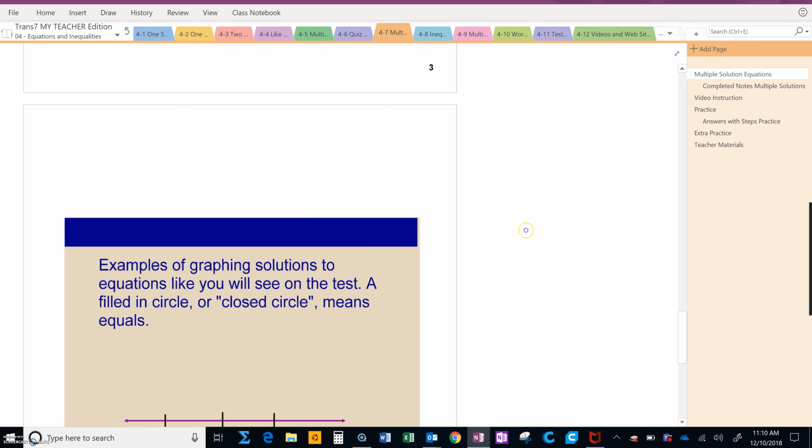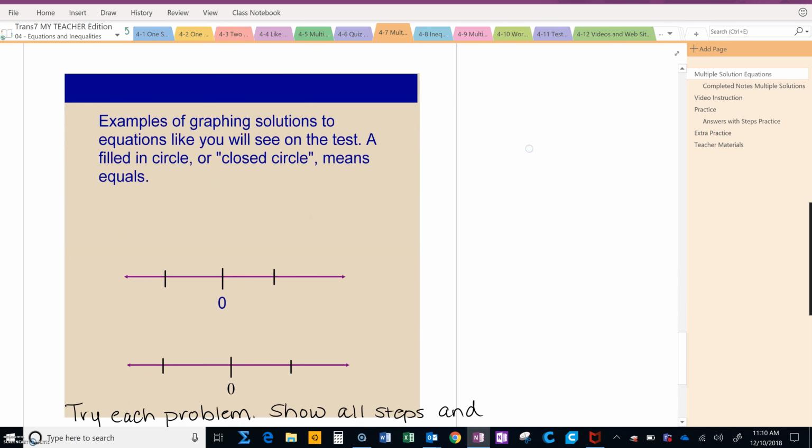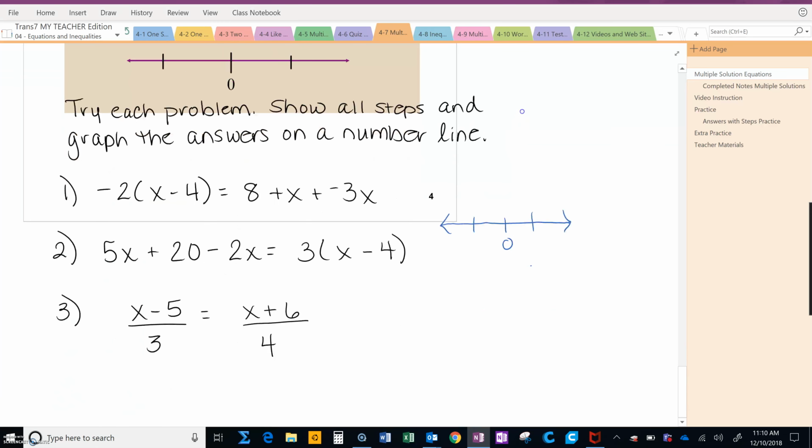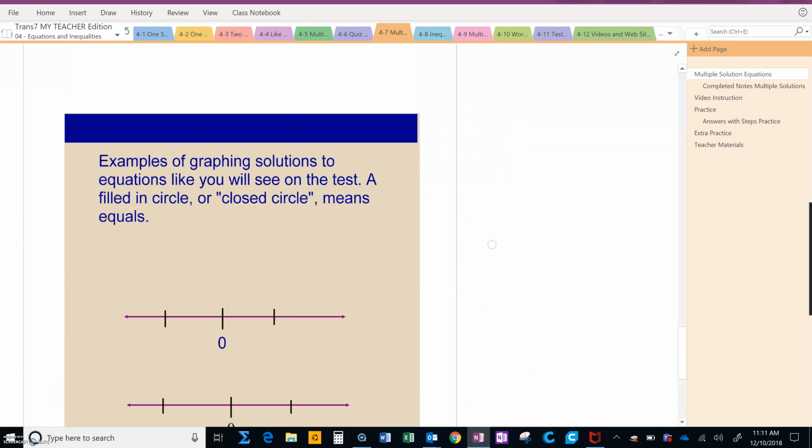So we're going to go down and look at graphing and look at a couple of examples, and then we're going to try these examples down here. So with graphing, if I have, for example, an answer that says x equals negative 2, the way I'd like you to graph it is just have a 0 in the middle on the number line, put negative 2 on one side and a positive 2 on the other, and a closed circle on the solution.